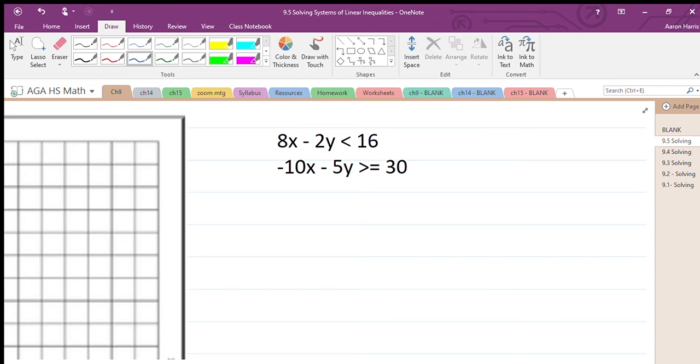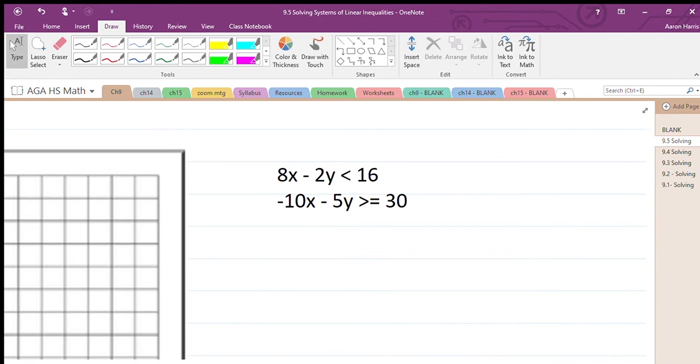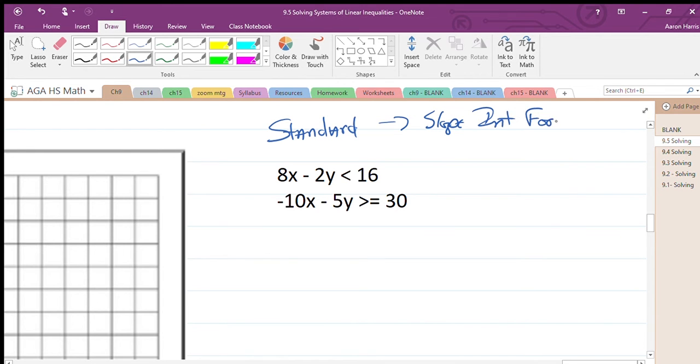Example number 3. I kept giving you equations that were what? Slope-intercept form. What are these in? Standard form. What do I have to do? Get it into what? Yeah, that's right. Slope-intercept form. Why? It's just easier to graph, okay? If I put it in slope-intercept form, I know what the y-intercept is. I know what the slope is, the change in rate, and then I can go from there. Okay, so let's do the first one.